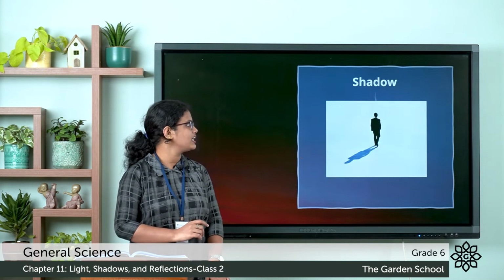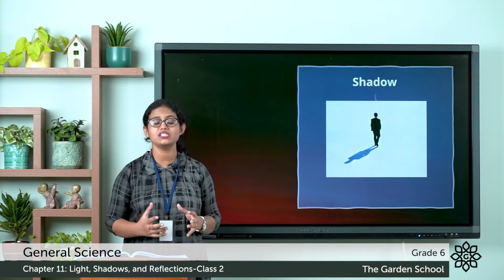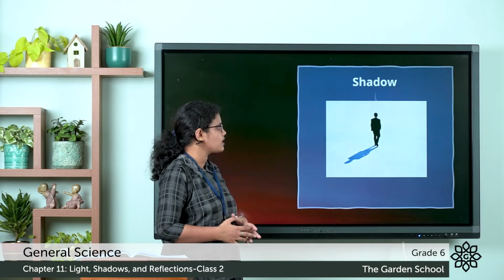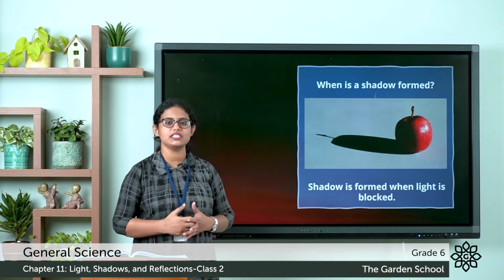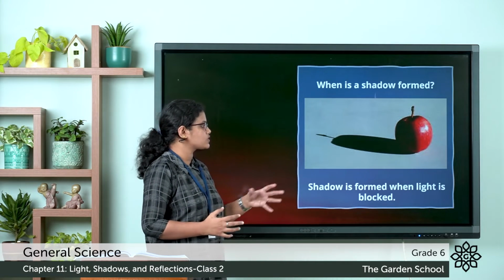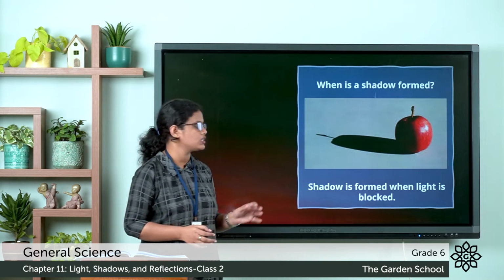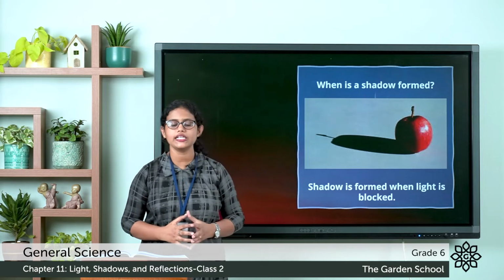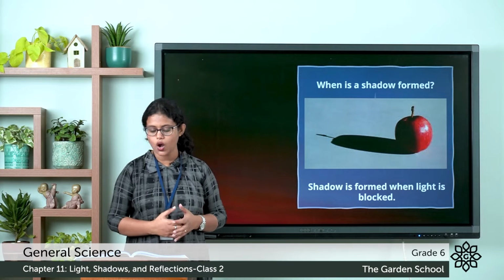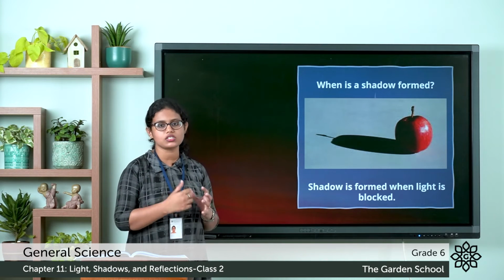Now let's see about shadow. What is the meaning of shadow? Shadow means the dark patches. You can see the shadow of the man on the ground. Now let's see, when is a shadow formed? Shadow is formed when light is blocked. Shadows are formed when an opaque object is placed across the path and it blocks the light.